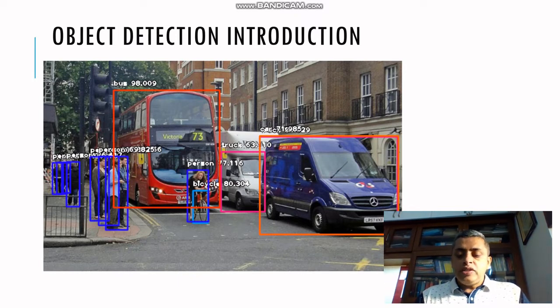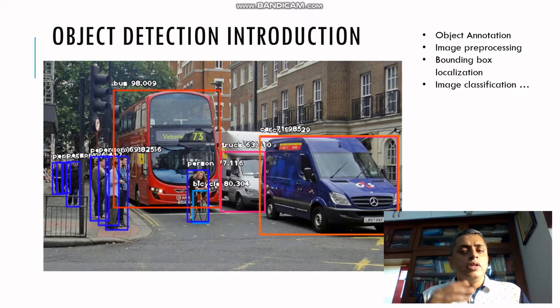Throughout the course of this object detection series, you will learn about different techniques. One is object annotation, which we talked about earlier in the series: how to annotate an object and create your own dataset. Then there are many techniques for image pre-processing, how to build bounding box localizations, and image classifications. There are many different techniques which come into play in object detection.